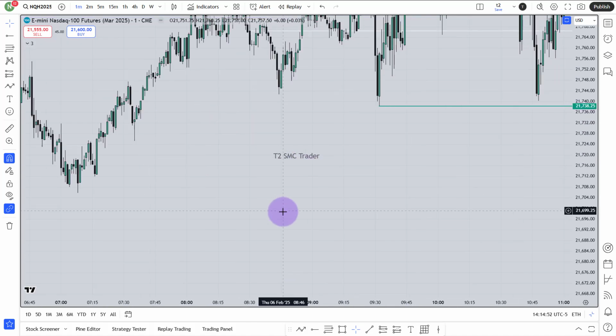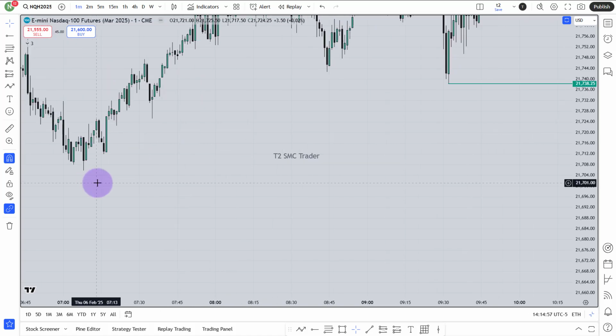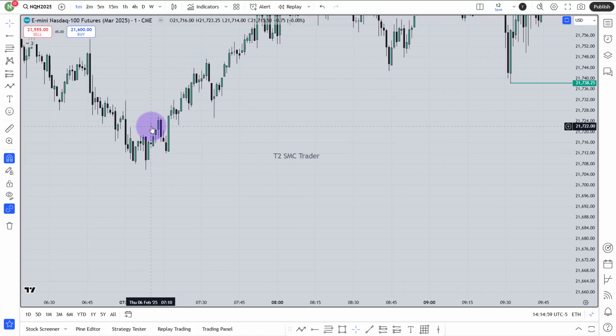Now if I come here around this area, if you take a closer look, this candle high is higher than that high and that high, so this is a swing high, right? So you will see that this is a market structure shift, then you will see some kind of fair value gap over there, and you will take the entry over there.